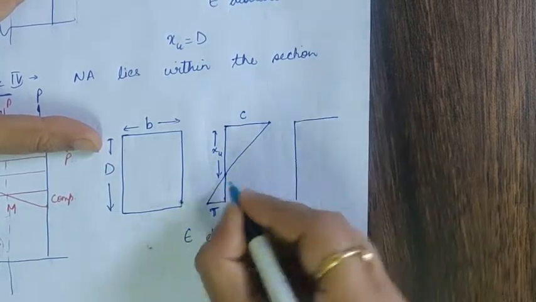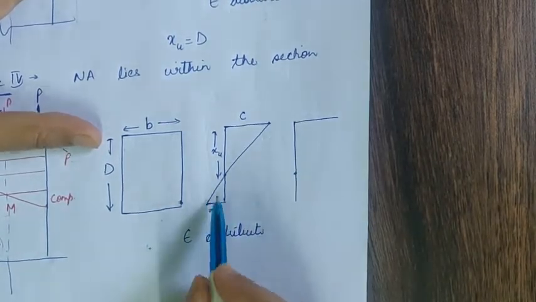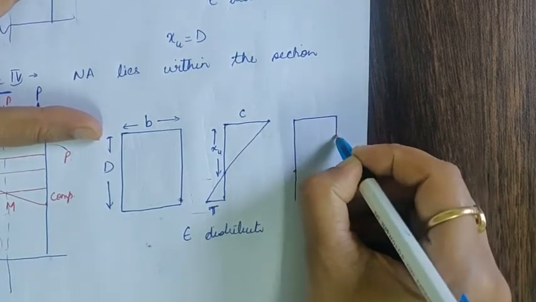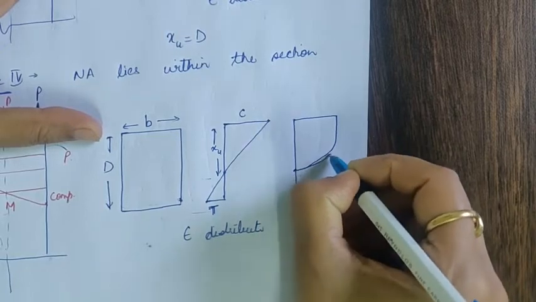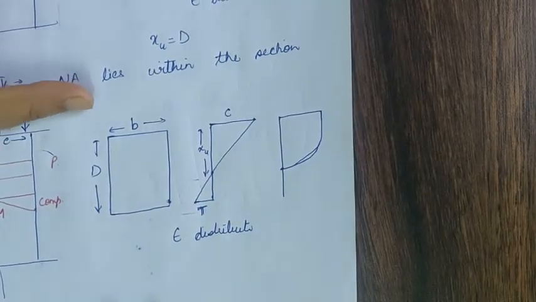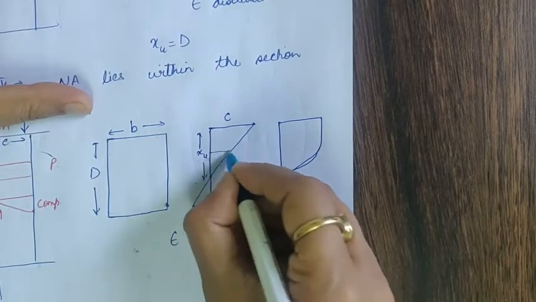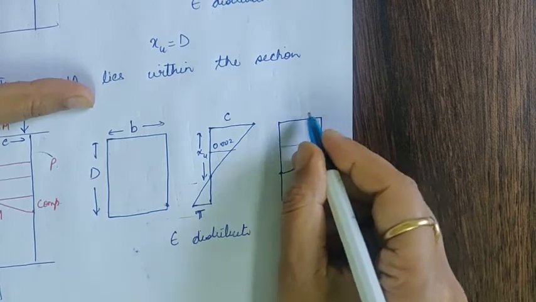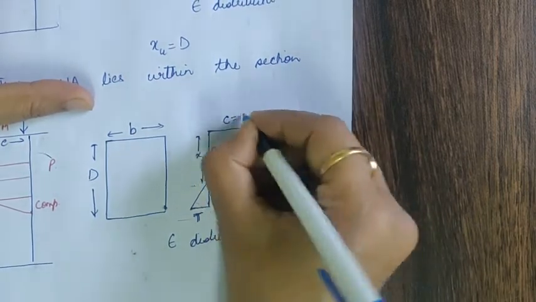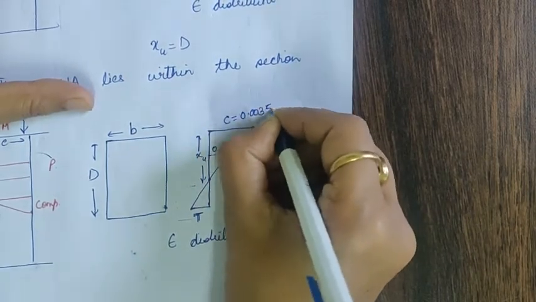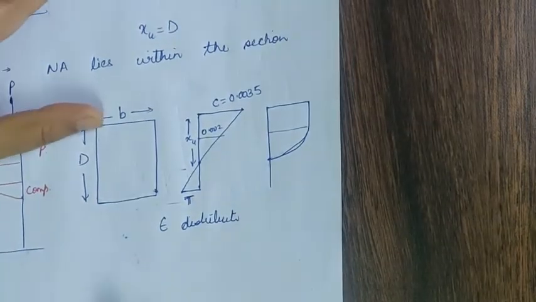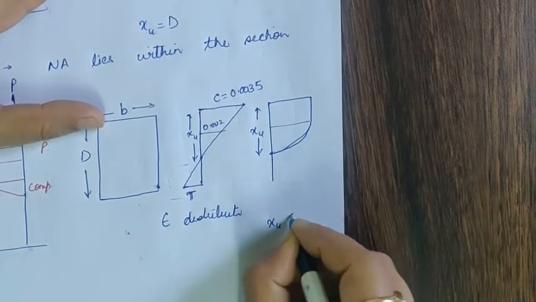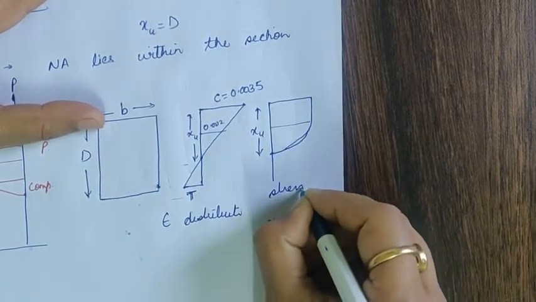If I am drawing the stress distribution, we know the concrete in the tensile zone is neglected. So we will draw the stress distribution of only the compressive zone for concrete. Is it okay? Clear? This particular will be up till 0.002. You will have the rectangle parabolic. After that you have a rectangular stress distribution, and the maximum compressive strain is 0.0035. So in this case, this particular XU is less than D. This is the stress distribution.